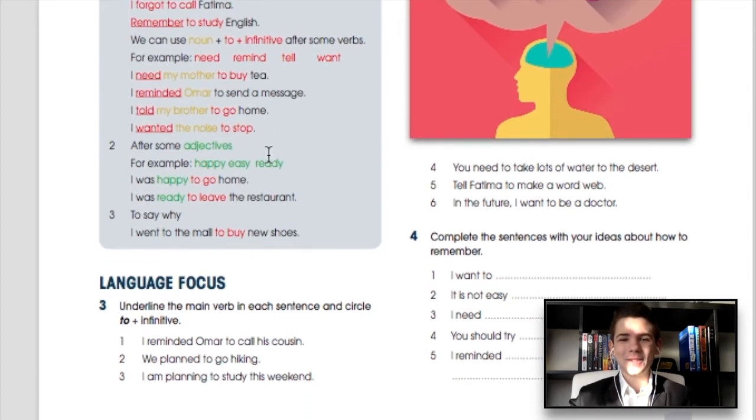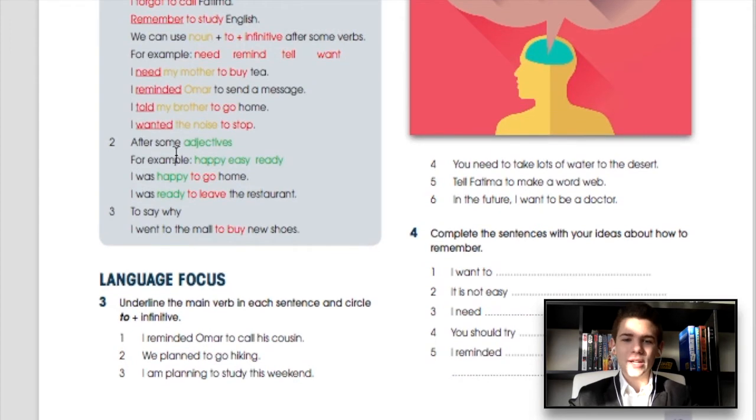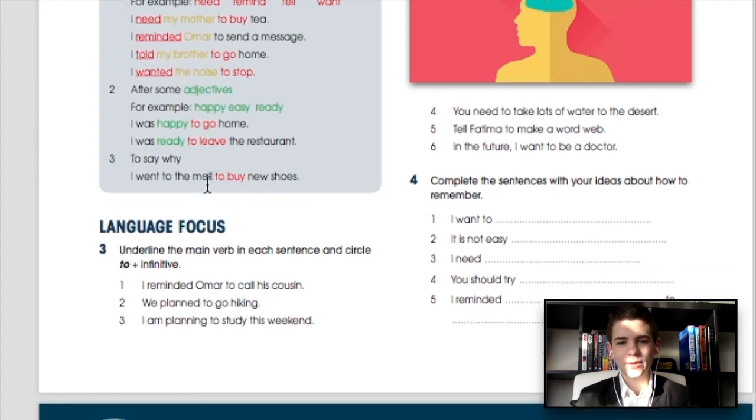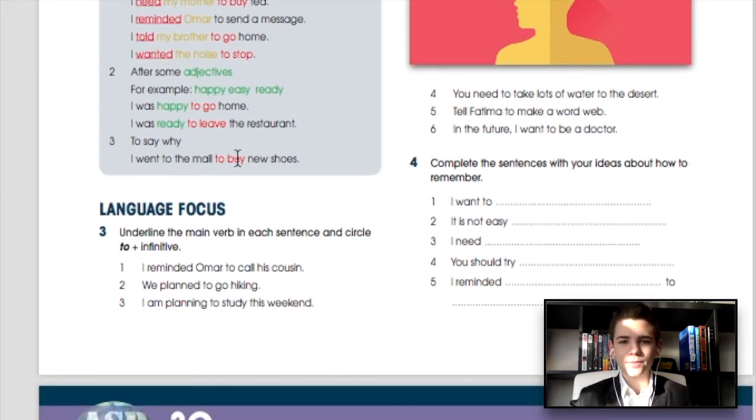Anyway, do your best. After some adjectives, for example, happy, easy, ready, you can use infinitives as well. I was happy to go home. You have your adjective, and then you have your infinitive. I was ready to leave the restaurant. You have your adjective, then you have your infinitive. To say why, I went to the mall to buy new shoes. This is another basic example of an infinitive. So practice with that and remember where you can use infinitives, because now it's time to test your knowledge.